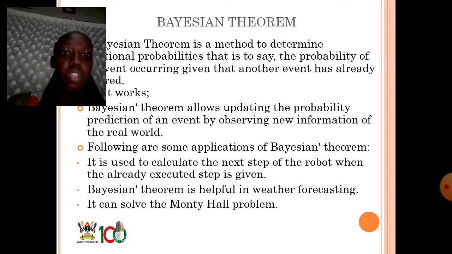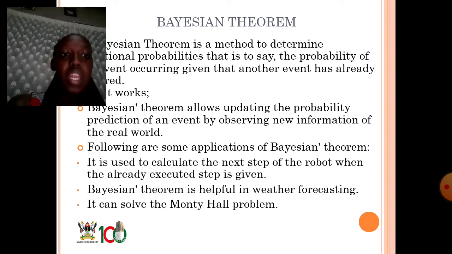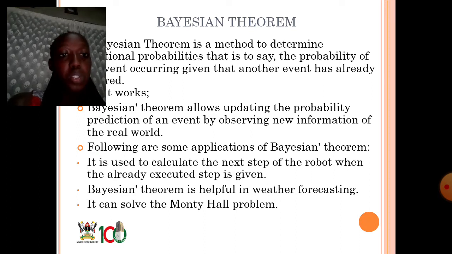Following are some applications of the Bayesian theorem. It is used to calculate the next step of the robot when the already executed step is given. The Bayesian theory is helpful in forecasting. It can also solve the Monty Hall problem.